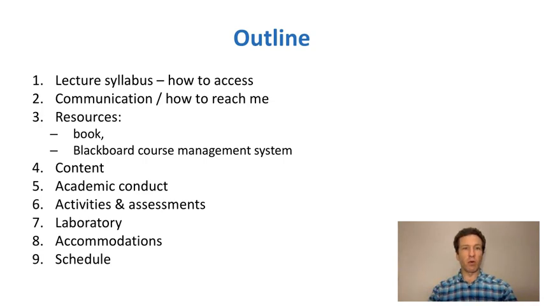Our primary purpose is to go over the lecture syllabus. I'll show you how to access it on Blackboard. I'll talk about communication with me, and we'll talk about some different ways you can reach me, including texting, phone, and email. I will mention the book, which is required, and you need to make sure you get it very quickly. We'll go over Blackboard, which is USC Upstate's course management system. We'll talk a little bit about the content of the course, as well as academic conduct, activities and assessments, how the laboratory works, how you can seek accommodations if necessary, and the course schedule.